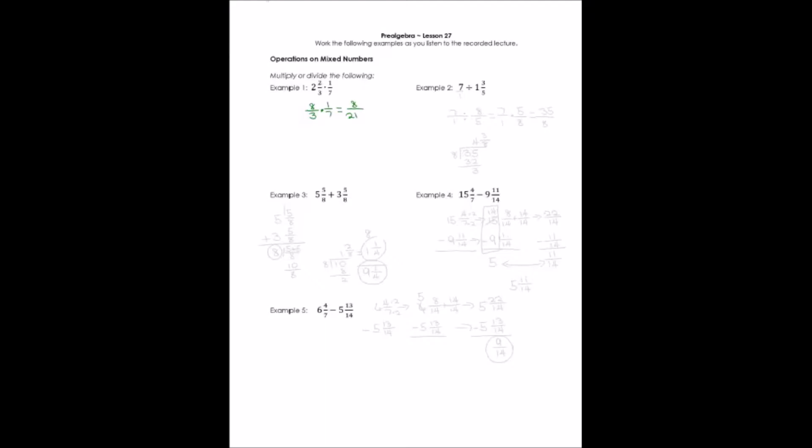Let's take a look at example 2. This time I have a whole number, but I don't like that. I'm going to put it over a 1 to make it a fraction. And I'm going to have to convert the second mixed number into an improper fraction. So I really am going to say 7 over 1 divided by, let's see, 1 times 5 is 5 plus 3 gives me a numerator of 8. The denominator, of course, always stays the same.